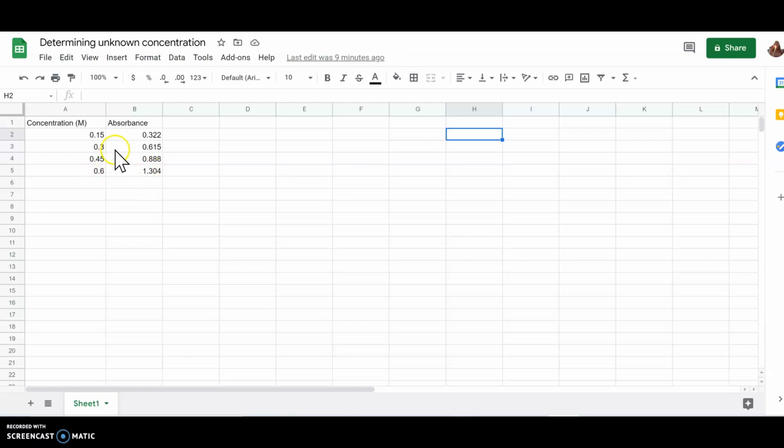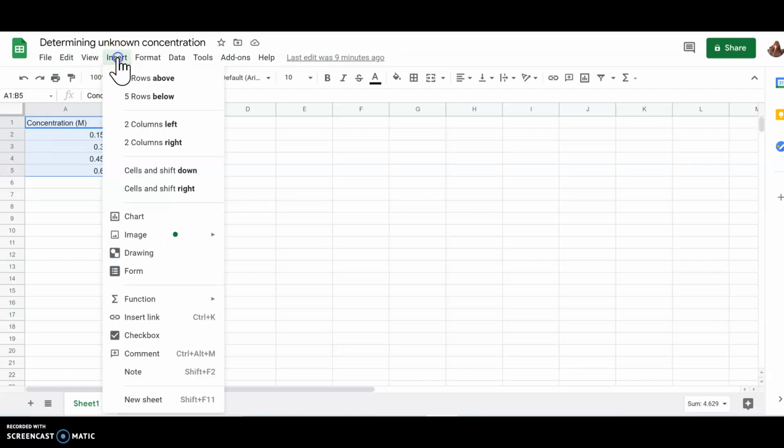So you should have 5 standards. I just put in 4, but you should have 5 standards here and then 5 absorbance readings. All right, after you put that in, I want you to highlight that area. So I'm highlighting this area. So once this is highlighted, you're going to go to Insert and then Chart.